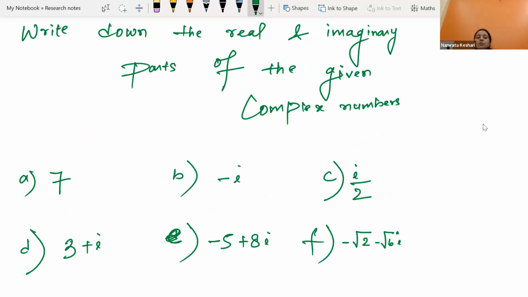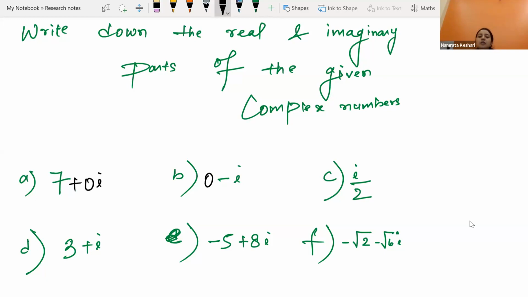A, what is the real part? What is the imaginary part? Ma'am, real part is 7 and 0 is the imaginary part. Of course, 0 is the imaginary part. Next one. What is the real part? What is the imaginary part? 0 is the real part and -1 is the imaginary part. Minus 1 is the imaginary part.